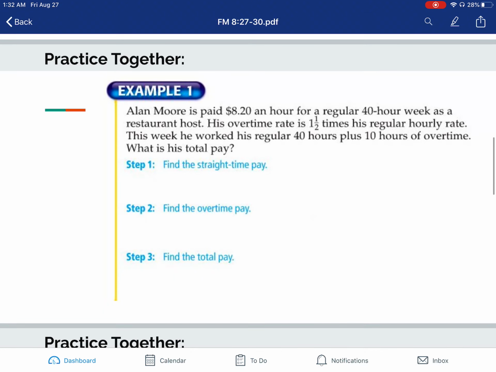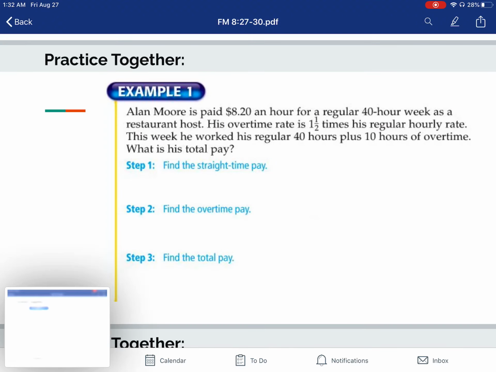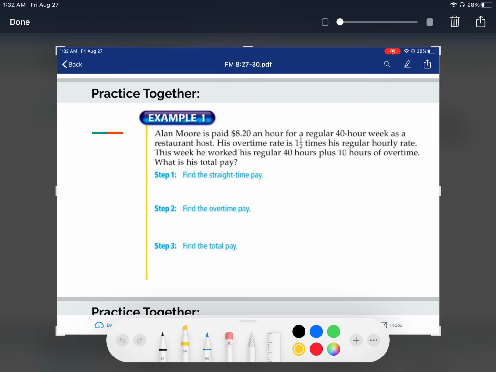So here's our first example. And like I said, I tried to write those steps on each example so that you can get used to doing one step at a time. This one says Alan is paid $8.20 an hour for a regular 40-hour work week. His overtime rate is 1.5 times his regular hourly rate.